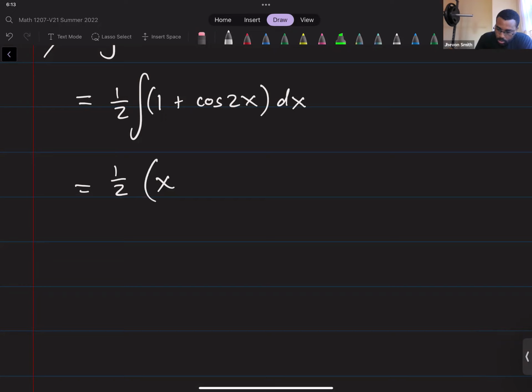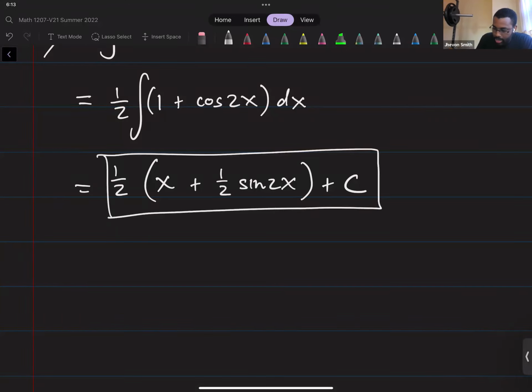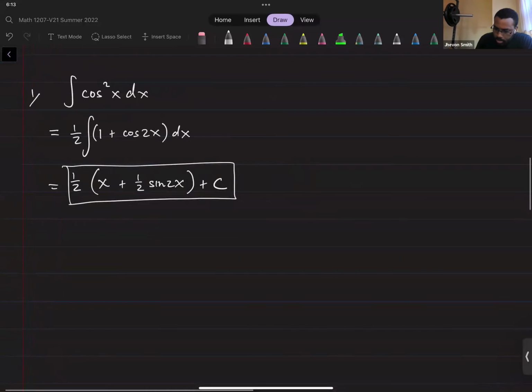Negative 2 sine 2x. 1 half sine 2x plus c. It's going to be 1 half sine 2x. Right? So it's not 2, because that would be the derivative. But in this case, you divide by the derivative. You don't always do that, by the way. So maybe I should point that out, because that is a mistake that I've seen students make.